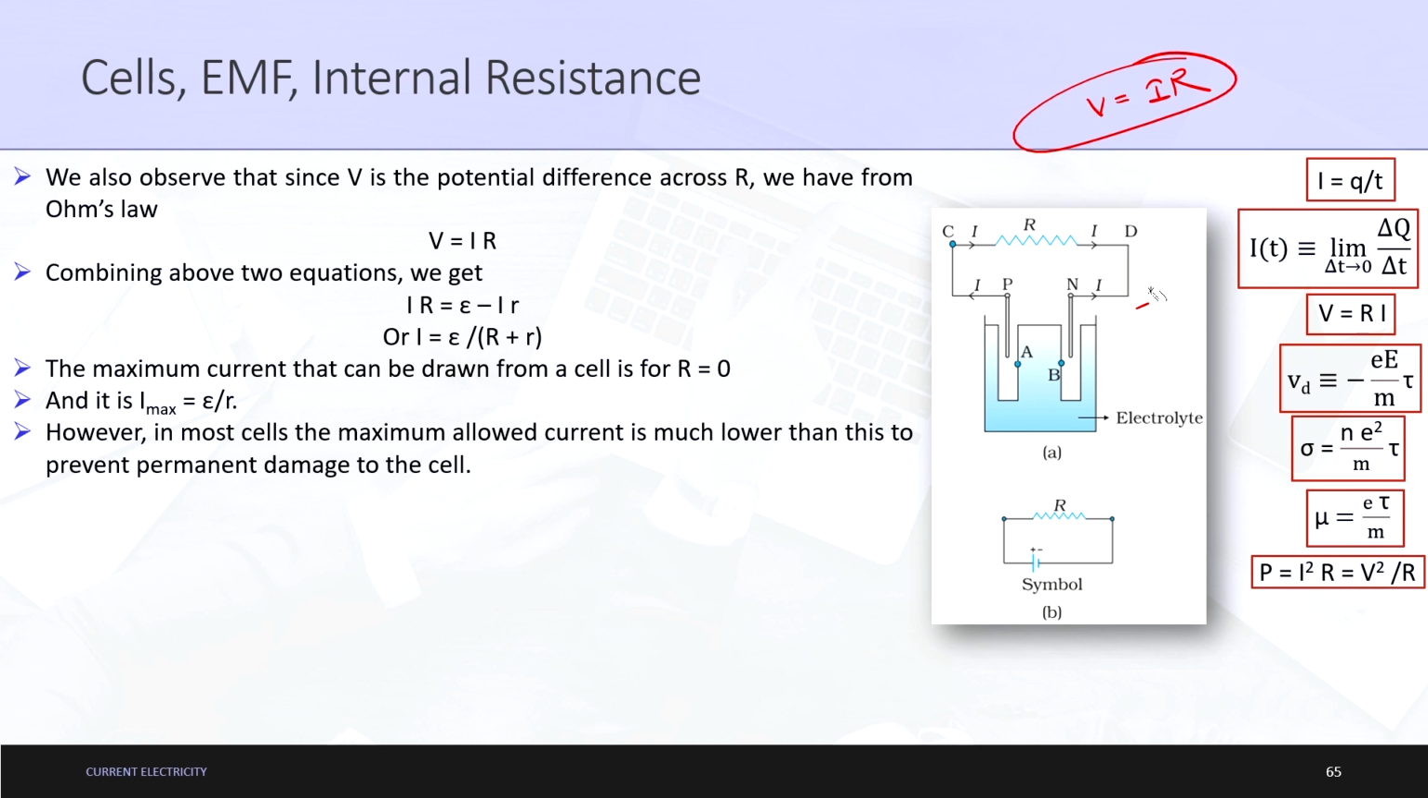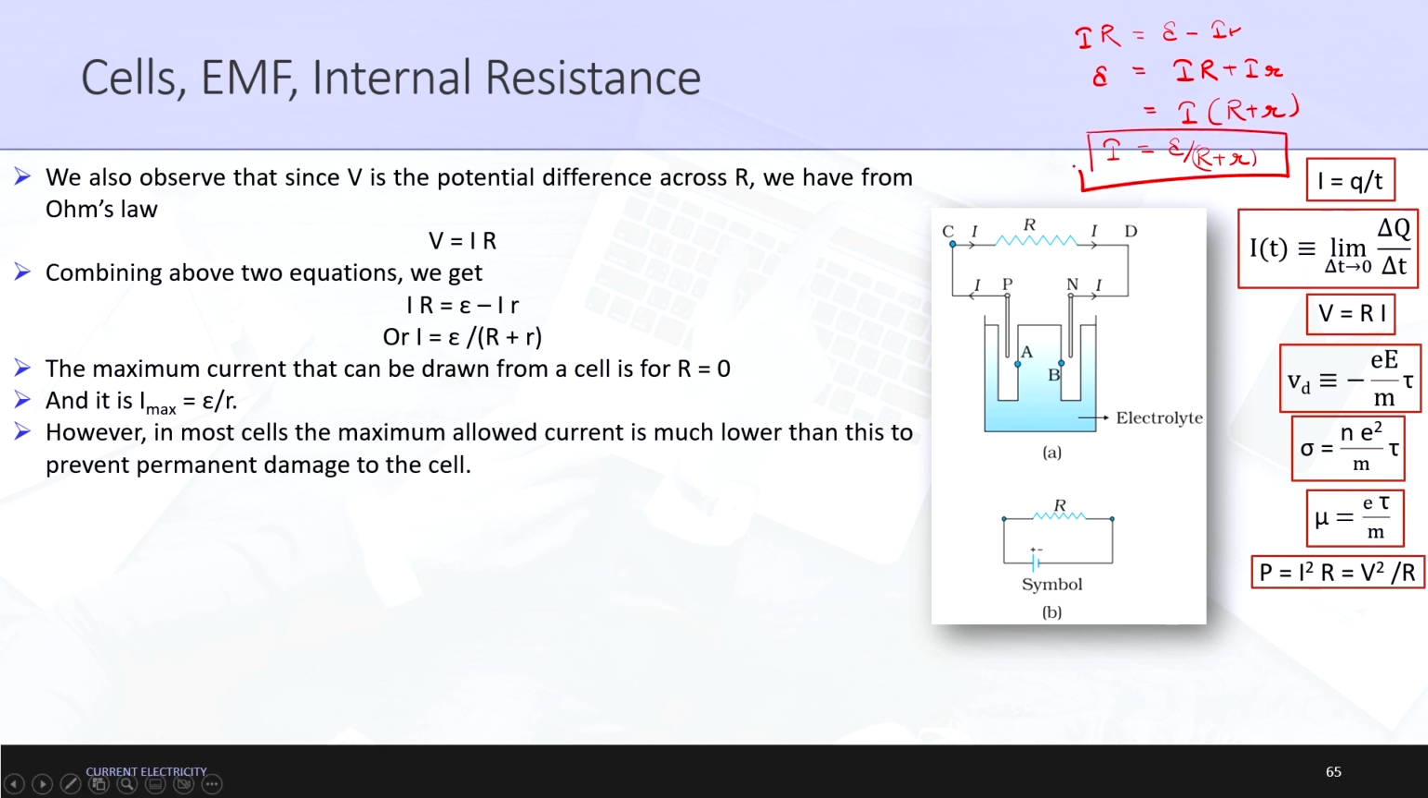So now, equating these two equations, let us see what comes up. It is nothing but capital IR is equal to epsilon minus capital I into small r. So epsilon is equal to capital IR plus capital I small r, that is equal to capital I into (R plus r). Hence we got that the current is equal to epsilon upon R plus r. So this is the final conclusion from this complete electrolytic solution experiment, or model.